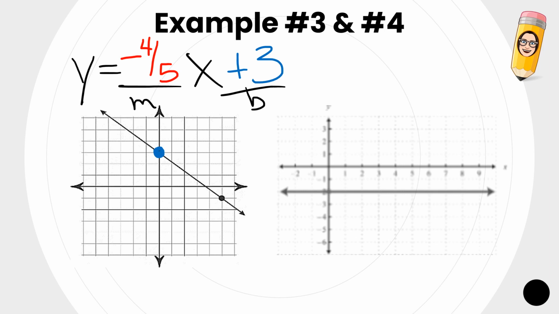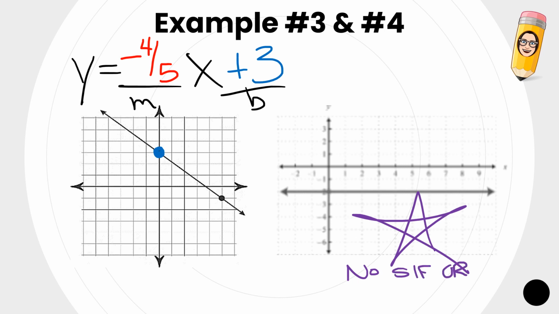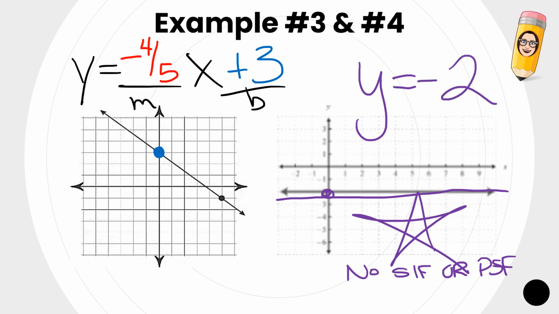Take a look at example 4. This is special, which means no SIF or PSF. You are going to give me the shortest answer possible. What axis does this line cross? The y-axis. At what number? -2. If it's horizontal or vertical, it's the axis letter and the number.